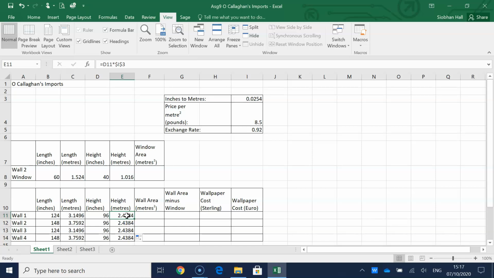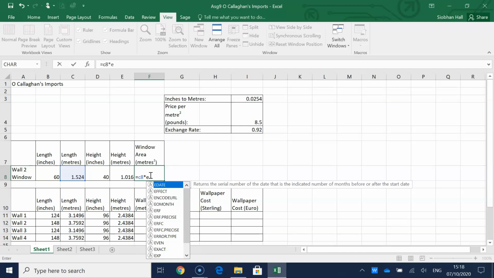Question 2 says calculate window area in meters squared. So this is the window. This is the window area. To get the window area, we need to multiply the length in meters by the height in meters. So that would be typing into F8, we would type equal C8 multiplied by E8.